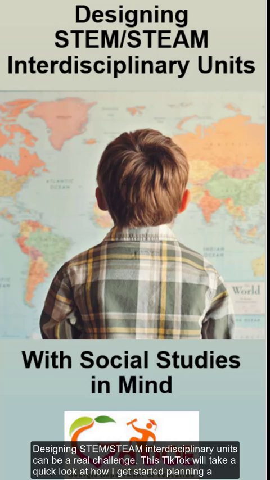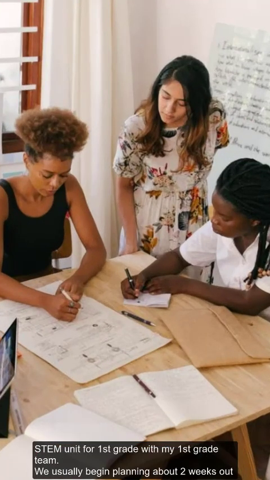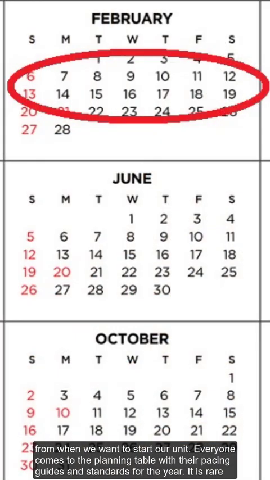Designing STEM, STEAM, interdisciplinary units can be a real challenge. This TikTok will take a quick look at how I get started planning a STEM unit for first grade with my first grade team. We usually begin planning about 2 weeks out from when we want to start our unit.